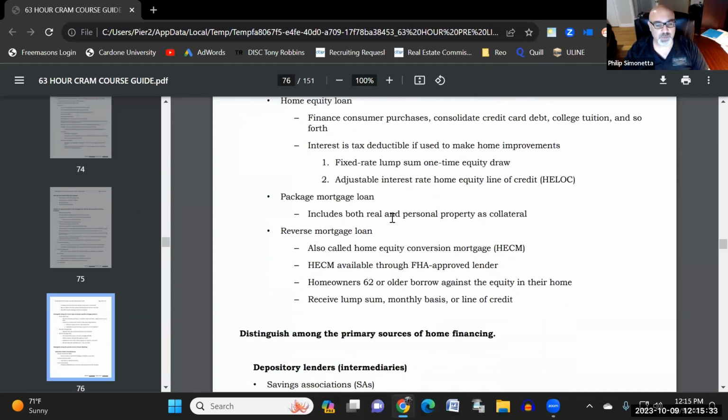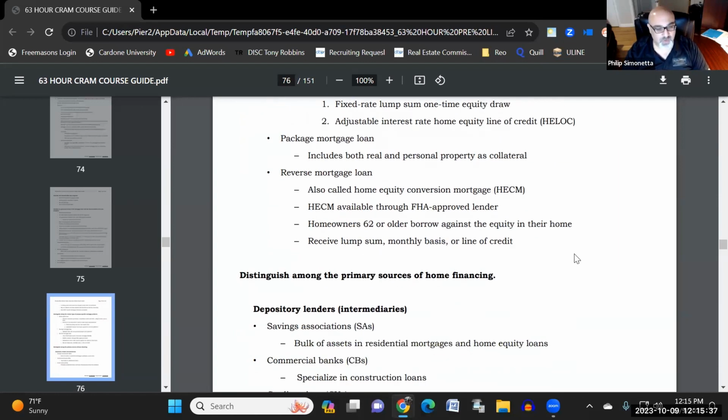Okay, a package mortgage loan. This is something that includes both real and personal property as collateral. A reverse mortgage loan, also called home equity conversion mortgage. Okay, these are available through FHA approved lenders. Homeowners that are 62 or older can borrow against the equity in their home, and they can receive a lump sum, monthly payments, or a line of credit to receive that money.